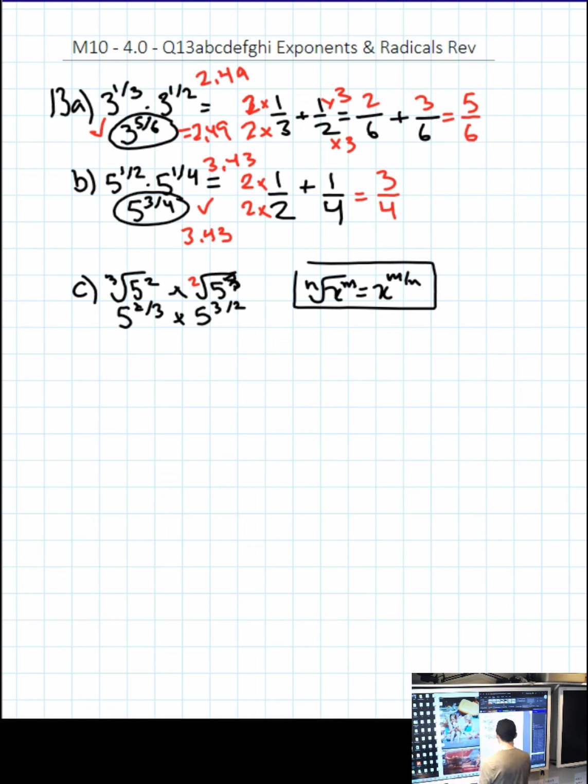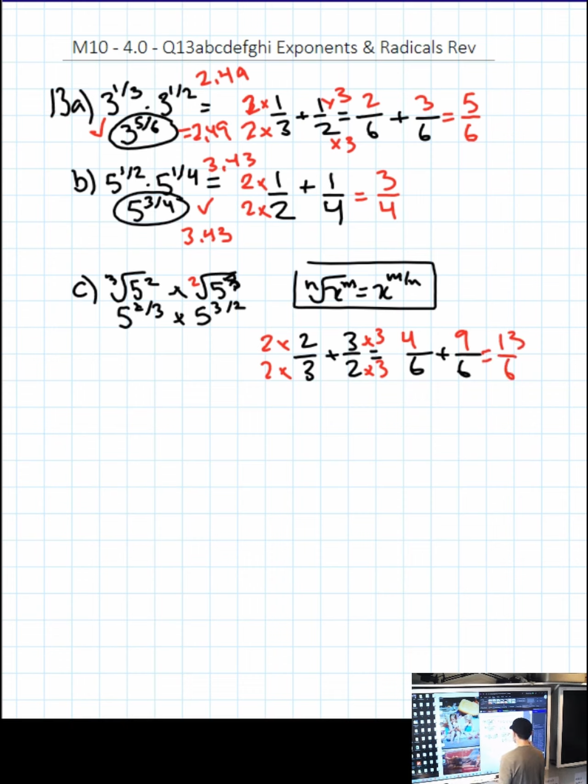We can add our fractions, 2 over 3 plus 3 over 2. We're going to have a lowest common denominator of 6, over 6 plus over 6. We're going to times the top and bottom of this first fraction by 2. And we're going to times the top and bottom of this fraction by 3, which means that we're going to get 4 plus 9, which is equal to 13 over 6, and bring that back into the question. So we're going to get 5 to the 13 over 6.